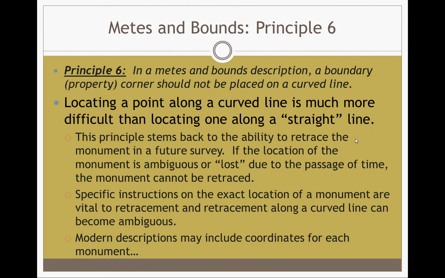Principle 6. In a metes and bounds description, a boundary or property corner should not be placed on a curved line. Now, today we can use technology that's a little bit fancier than they used to have, but still we don't really want to place boundary corners on a curved line if we can help it. Locating a point along a curved line is much more difficult than locating one along a straight line.